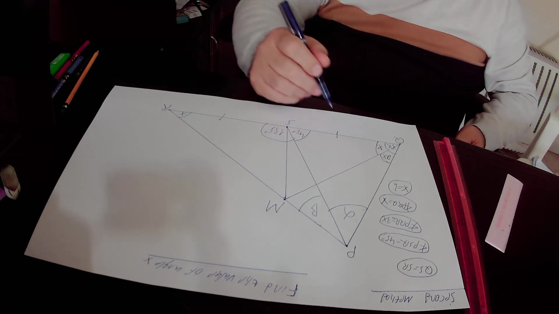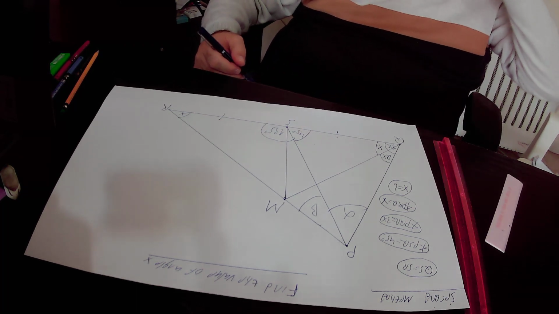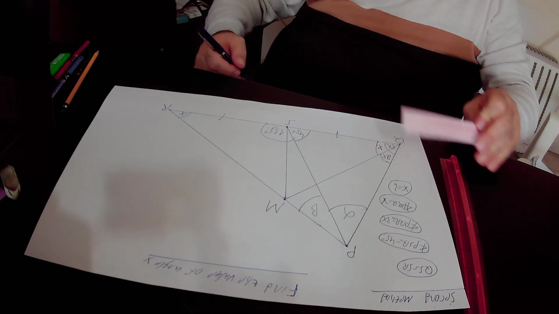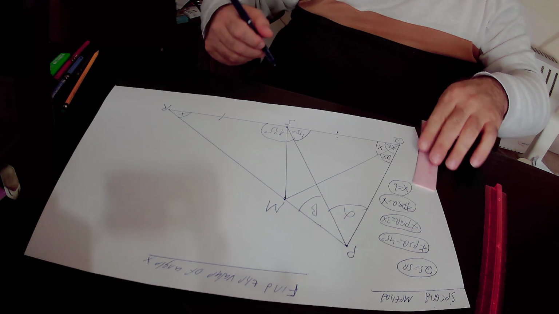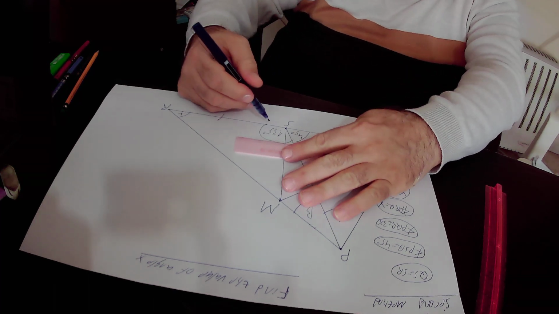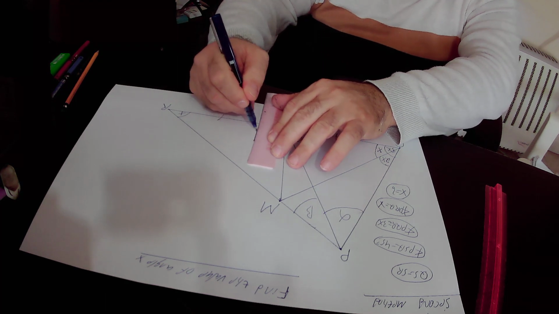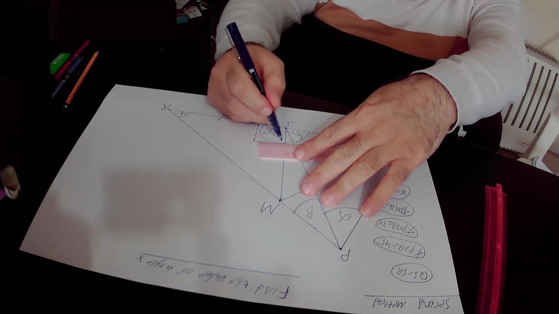But according to rule number 3, the median to the base is also perpendicular to the base. That is to say, this angle equals 90 degrees, and this angle also equals 90 degrees.